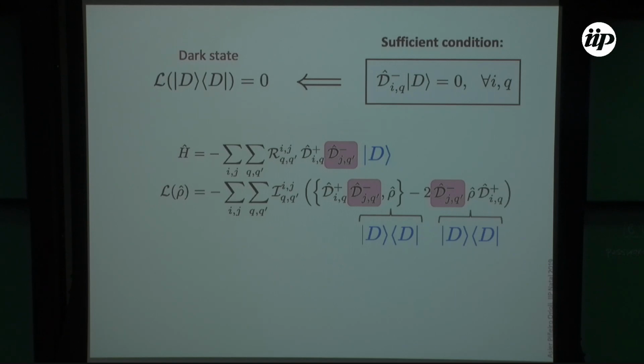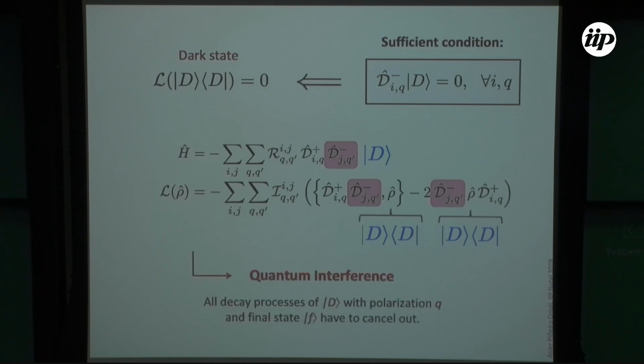And the nice thing is that for 2-level systems, or for having 1 particle per lattice site, you cannot fulfill this condition. But for multi-level systems with 2 or more particles per lattice site, you can. So this gives rise to new types of dark states. And physically, the basis for this is quantum interference between different processes. So a state D, to be dark, has to have all the decay channels with the same polarization and the same final state interfere destructively.